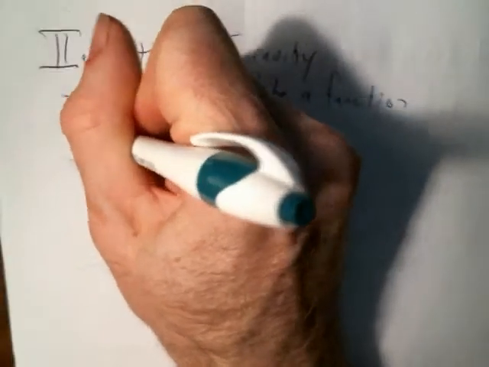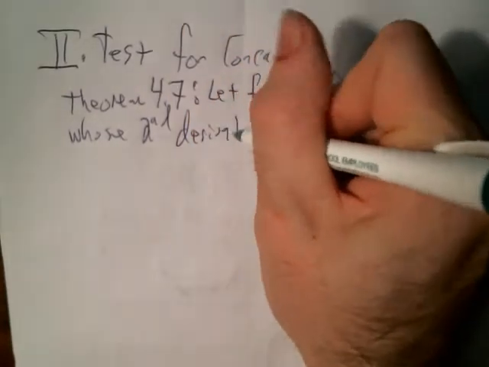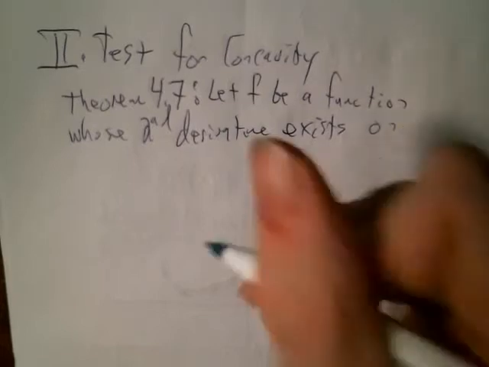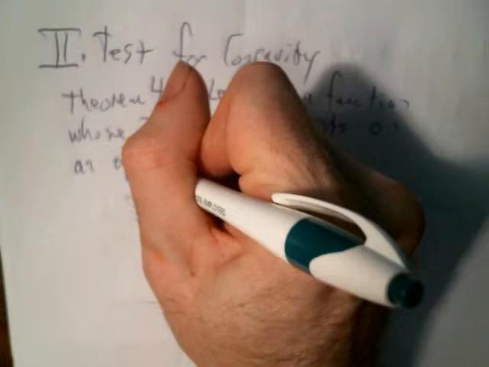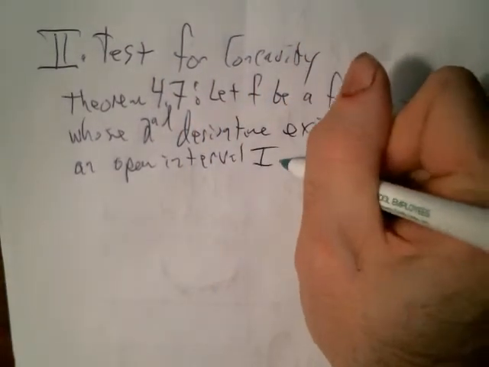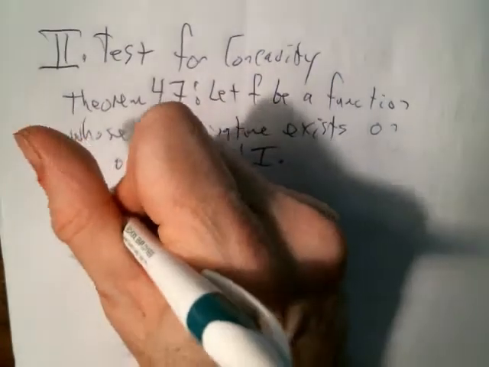Okay, let me just write it down. So let f be a function whose second derivative exists on an open interval I. And basically, it just recaps what I said above.